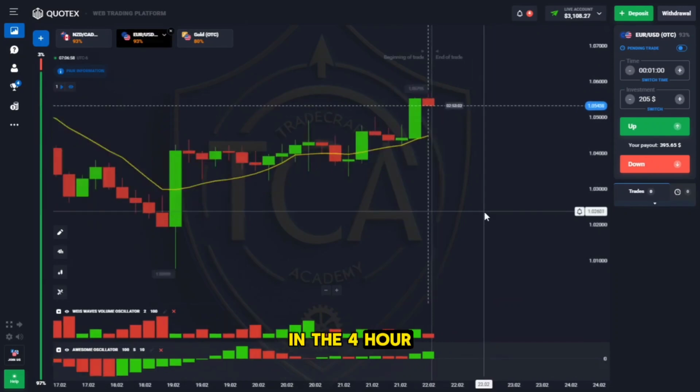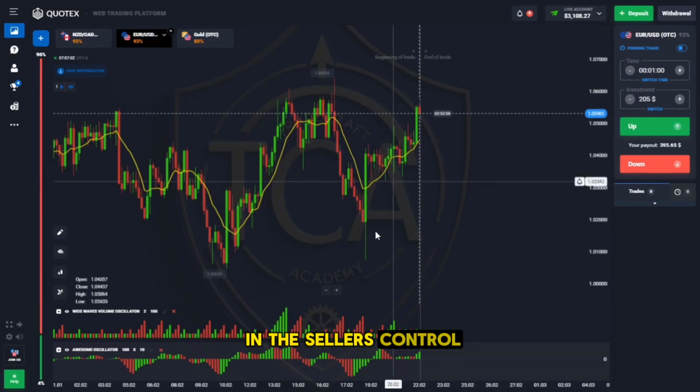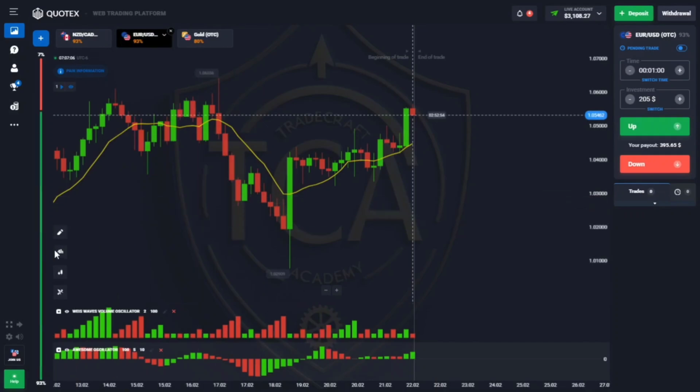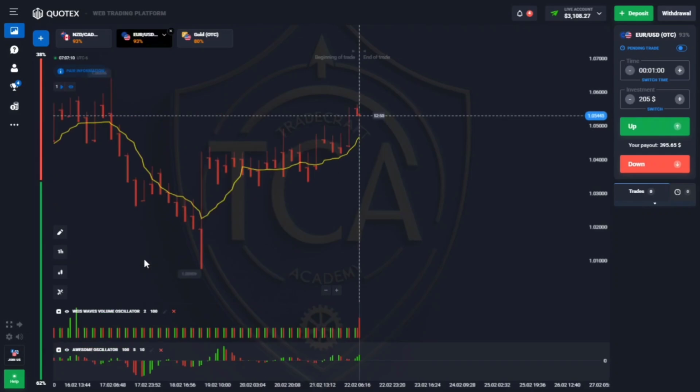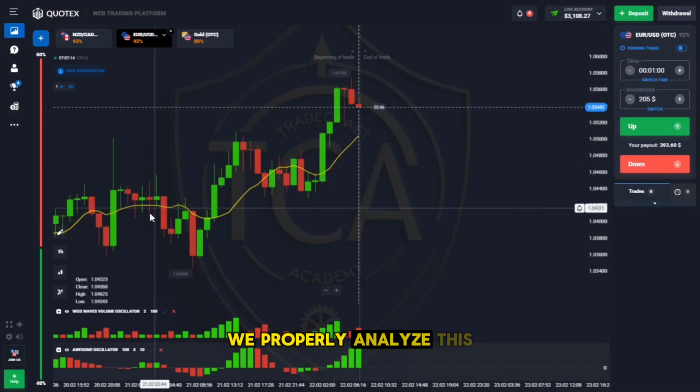In the 4 hour chart, this market is on the resistance level and the candle is in the seller's control. In the 1 hour chart, the market is the same. We properly analyzed this market.